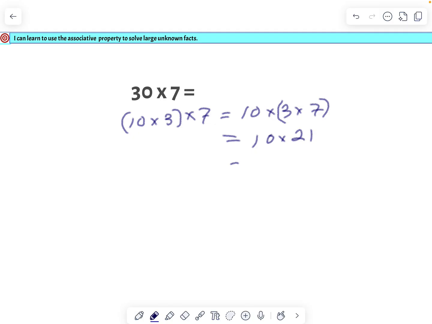And we know that if we multiply by 10, we ignore the 0 for this moment. 1 times 21 is 21. And then we cannot ignore the fact that it's in the tens place value. That means we have 21 tens. I have to add or place a 0 to show that I now have 21 tens and not 21 ones. Okay, so this is how the associative property can help us. Let's try another one.